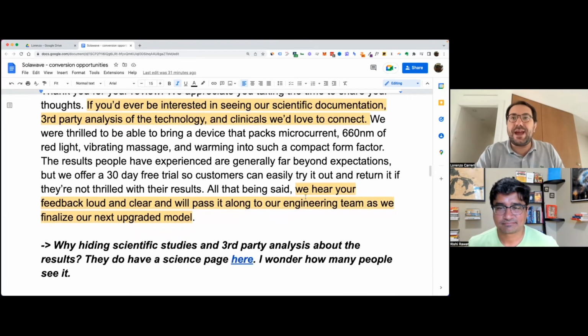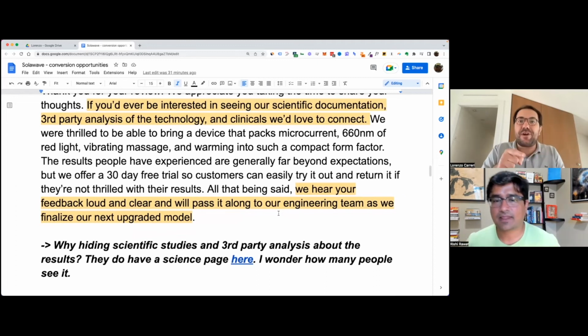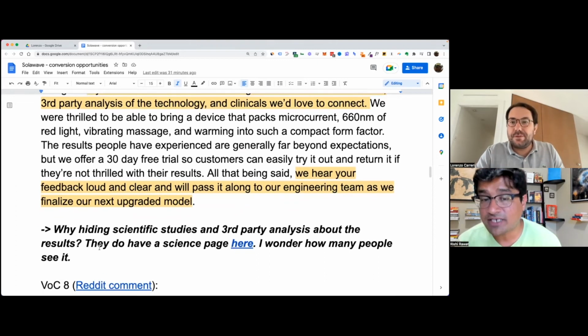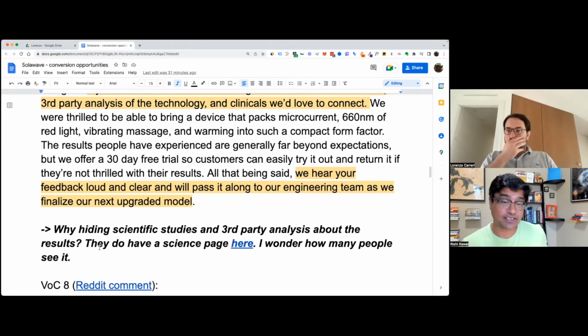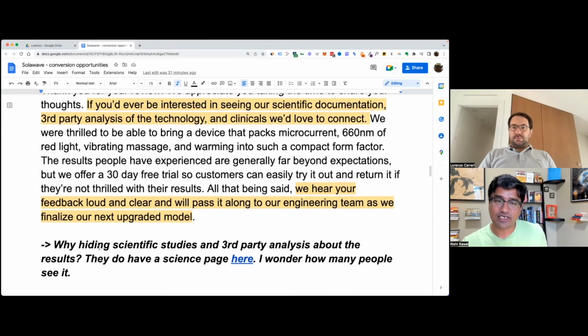And then again, it says, "We hear your feedback loud and clear, and we'll pass it along to our engineering team as we finalize our next upgraded model." I want to actually make a comment over here. This is very interesting because this is copywriting. If they had said, we've received your feedback and we'll pass it along to our engineering team, that would be very ineffective. I would not believe it at all.